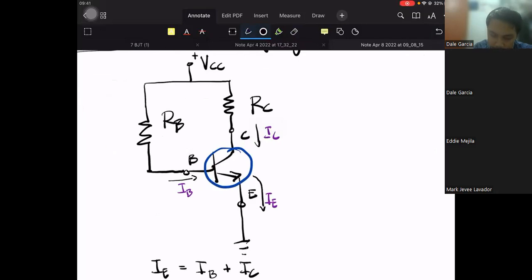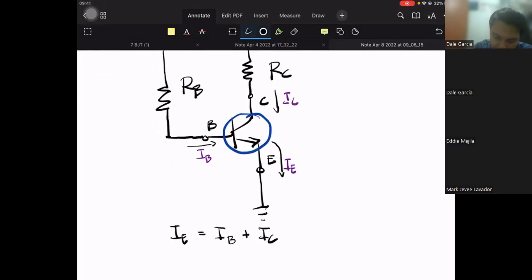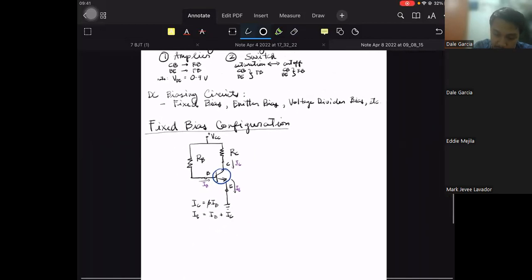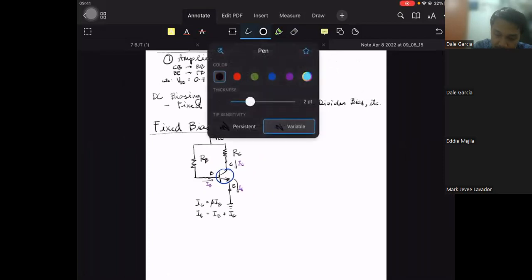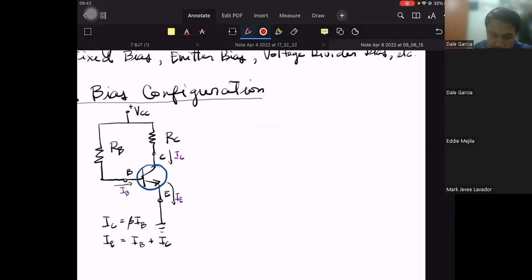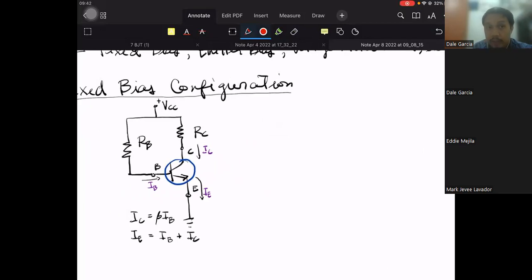So there's a relationship between IC and IB. Of course, we know that to be IC is equal to beta IB. So muna na yung mga tulo na to ka relationships. This one, and that one. Try to solve for all the other voltages.